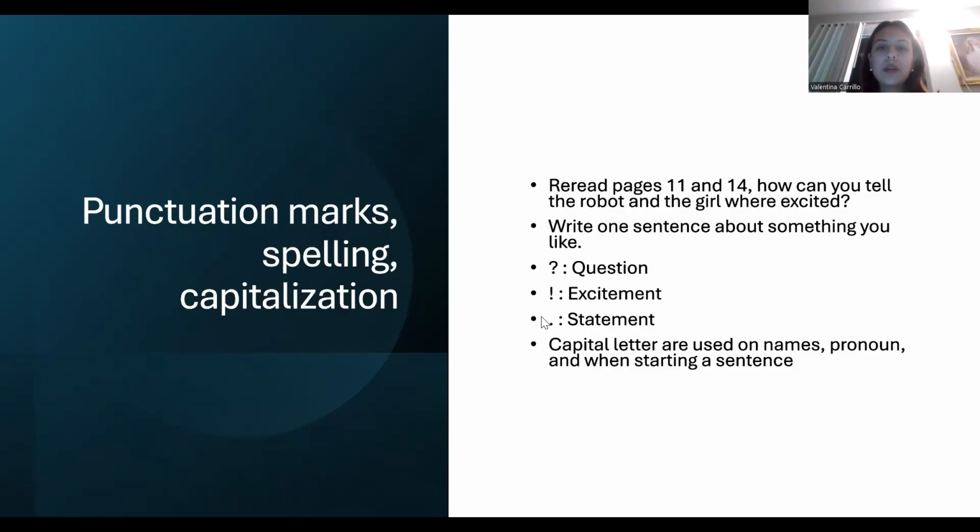For example, we can use a period whenever we're making a statement. For example, Joshua likes to eat pasta, period. We're using a period there because we're not asking a question or expressing something with excitement. Okay? Another component of grammar is capital letters. We use capital letters in names, pronouns, and whenever we are starting a sentence.